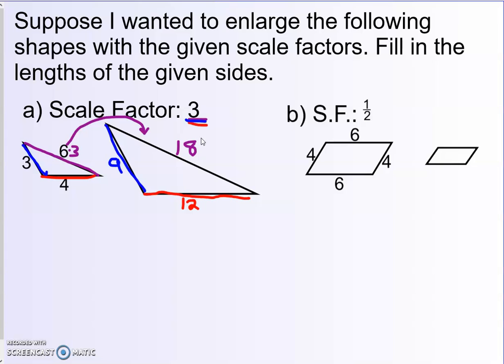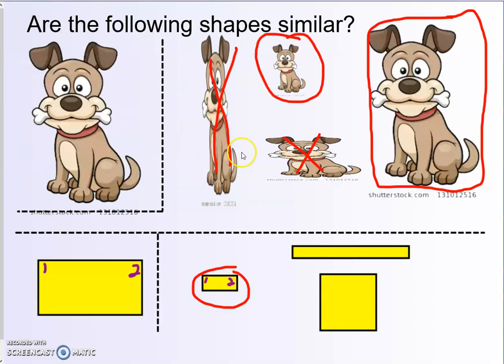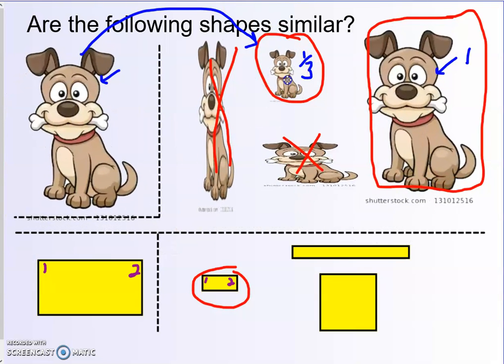So if we went back to these dogs, the scale factor going from the original dog to this dog right here would be 1 because it didn't change size at all. But going from this dog to that dog, it looks like the scale factor might be 1/3 because this dog seems to be 1/3 the height and 1/3 the width of the original dog. Again, I'm just guessing there.